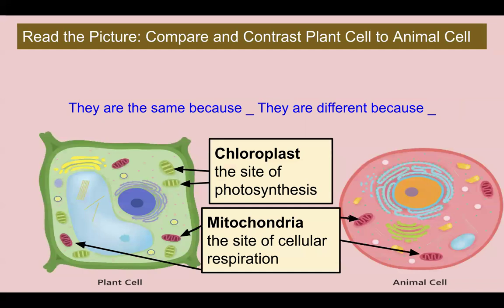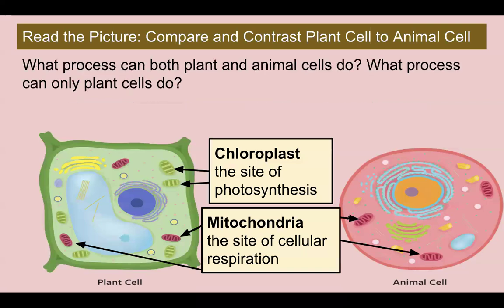So here's a read the picture. We're going to compare and contrast a plant cell to an animal cell. So think about this. How are a plant cell and an animal cell the same? And how are they different? So just look at that picture. And if you need a little bit more specific honing in on what you should be looking for, what processes can both plant and animal cells do? What processes can only plant cells do?